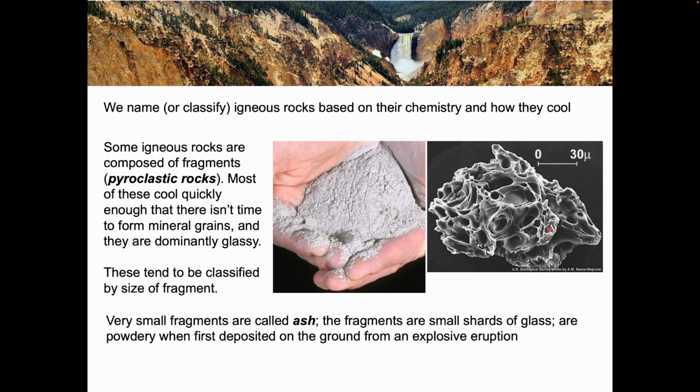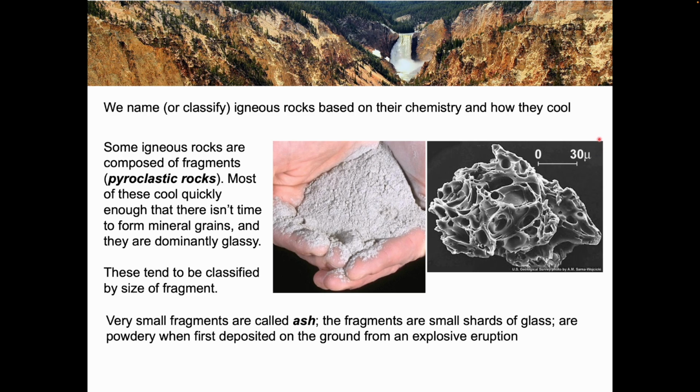Some igneous rocks are composed of fragments. We call these pyroclastic rocks. Clast means piece or chunk, and clastic rocks are made of pieces of rocks, essentially. Most of these cool quickly enough that there isn't time to form mineral grains, and they are dominantly glassy, kind of like a microscopic glassy sponge. They're very frothy. Very small fragments of pyroclastic material are called ash. These are small shards of kind of frothy glass.